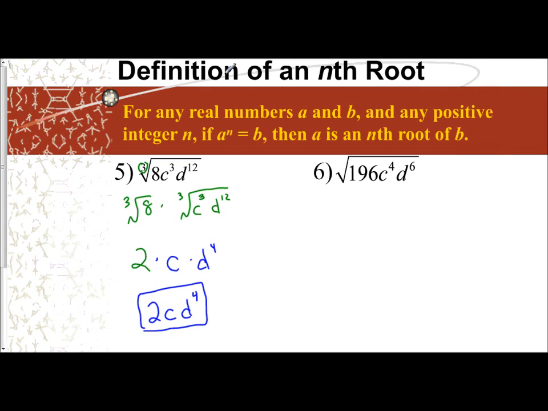So in number 6, I have the square root of 196. I have the square root of c to the 4th, d to the 6th. So 196 is actually a perfect square of 14. Square root means you're looking for sets of 2. So how many times does 2 go into 4? It goes in there twice perfectly. How many times does 2 go into 6? It goes in there 3 times perfectly. So my final answer is 14c squared d cubed.